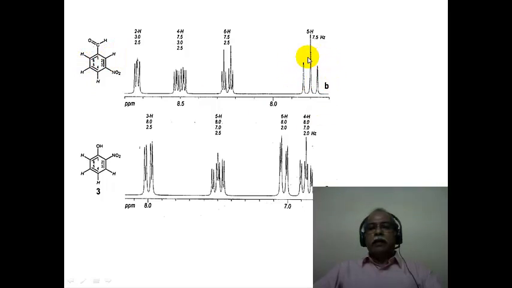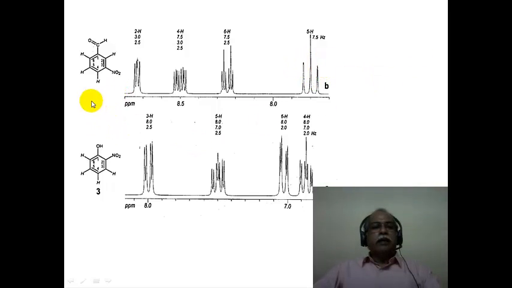In fact, the hydrogen number 5 which is labeled here is seen more or less like a triplet, except that there is a small coupling between the hydrogens para to each other, which is not very clearly seen in this case. So only the ortho coupling is seen, which is about 7.5 Hertz, the gap between line 1, 2 or 2, 3. So it is looking like more or less a first order spectrum only.